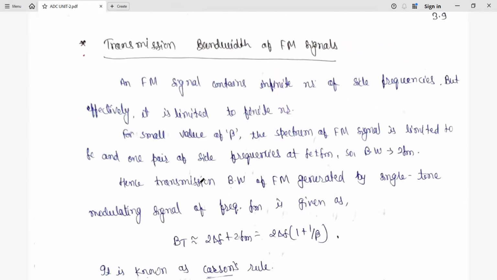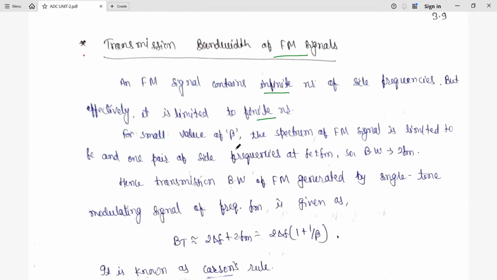Now, it is an important separate question. They will ask you about the transmission bandwidth of the FM signal, or sometimes an objective question will also come from here. Like, what is the transmission bandwidth? What is Carson's rule?